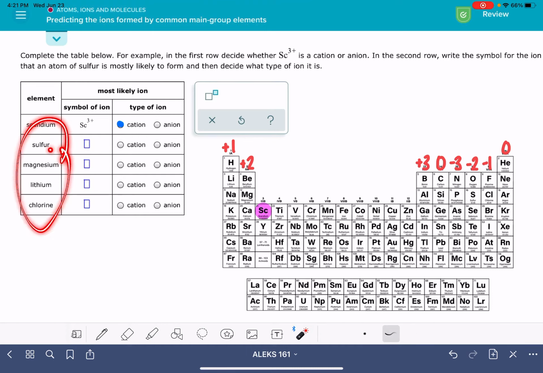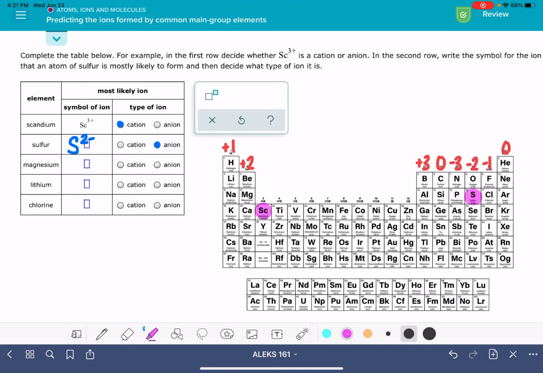So the next one we have on our list is sulfur. Sulfur is over here on the periodic table. That's in the -2 column. So that means that the symbol of this ion is going to be S with a 2- superscript, and because it's negatively charged, that is an anion.